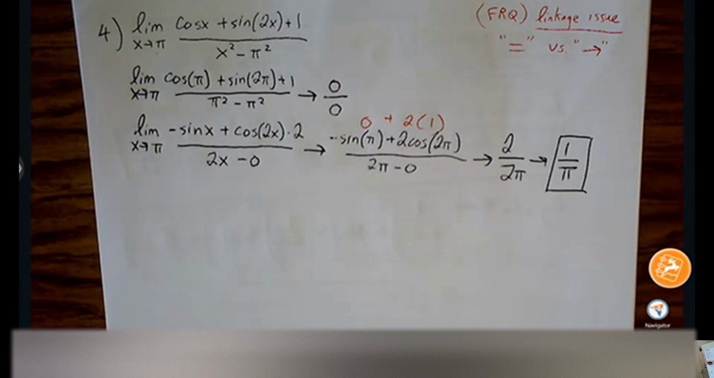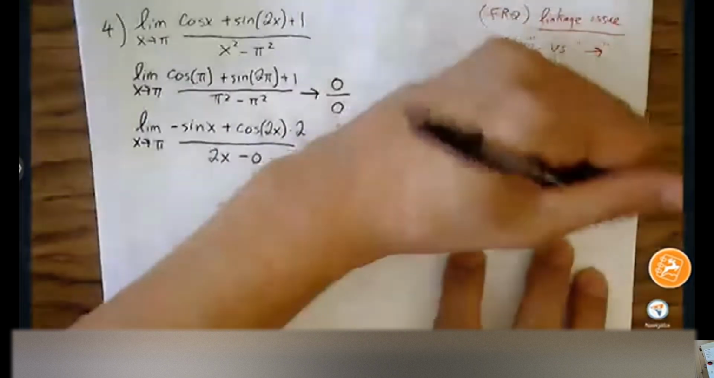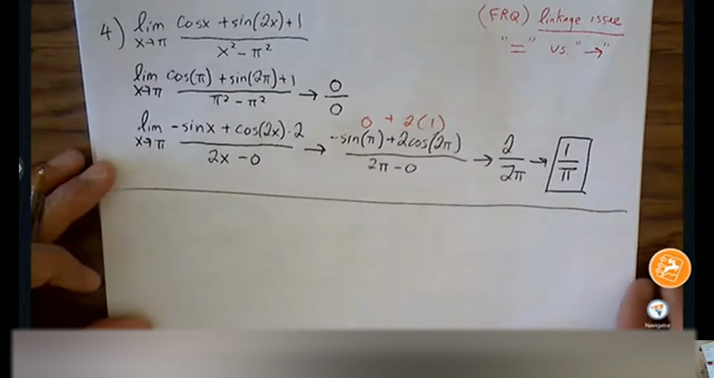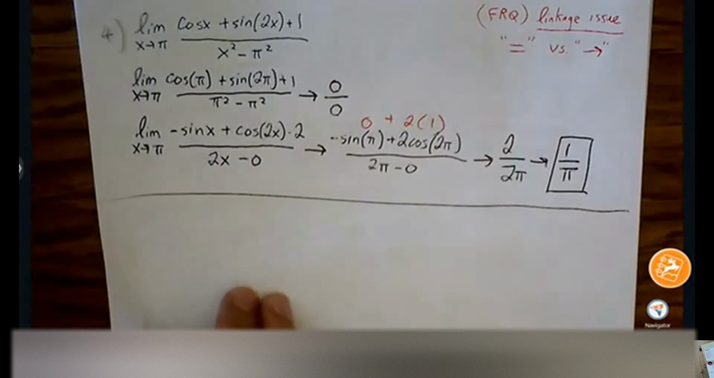Would this be non-calculator? Yeah, this would be non-calculator, right? This would be a non-calculator question. Okay. Any questions here? All right, let's go to the next page.